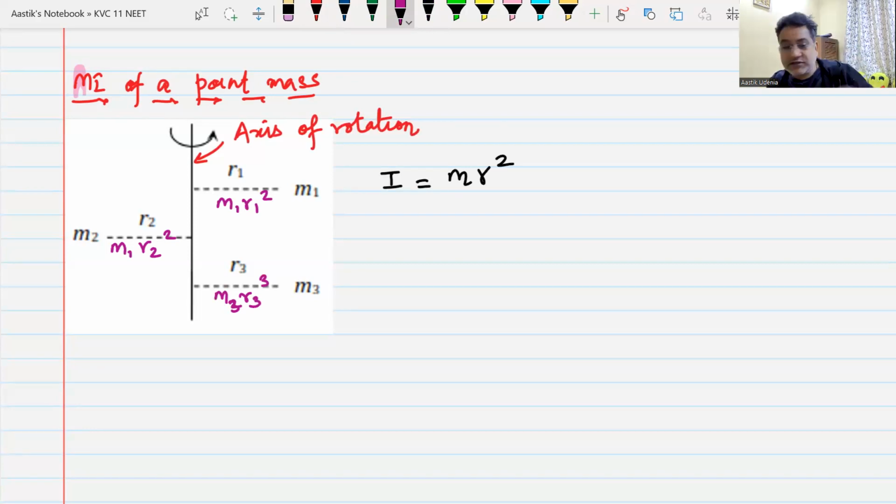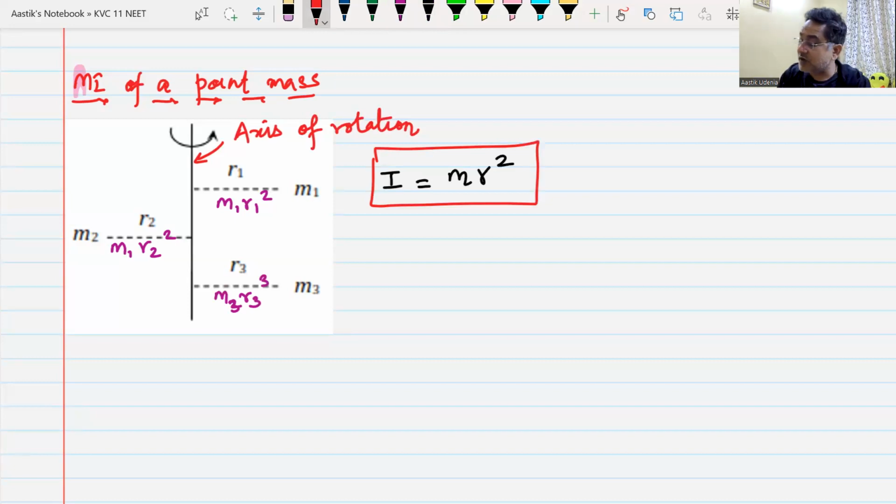This is moment of inertia of a particle about any axis of rotation. The formula is simple. I will be equal to m into r square, where r is the distance of the particle from the axis of rotation. Do we understand this? This is how we find out the moment of inertia of a point mass. Everyone understands this? Yes or no?